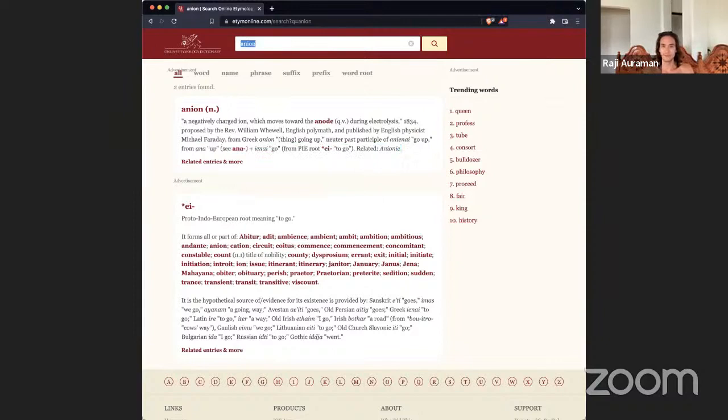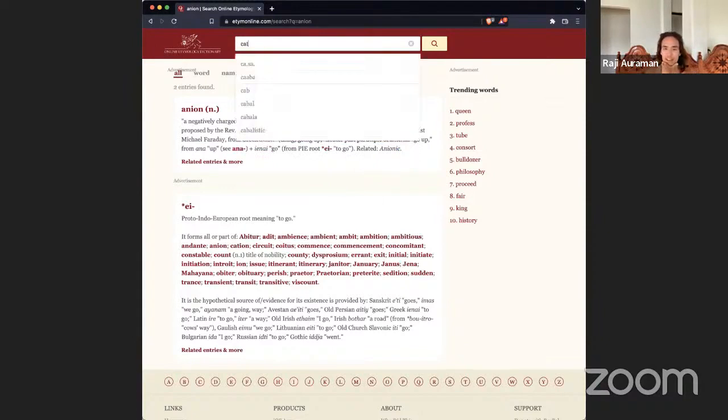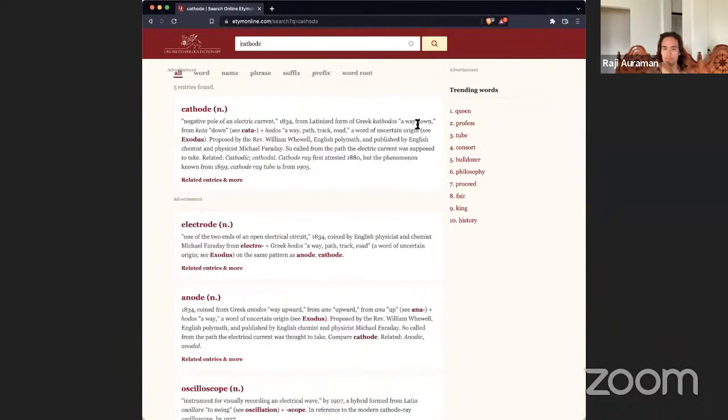Cathode: the negative pole of an electric current. Away, down. Kata, down. And of course, anode: way upward. Away.